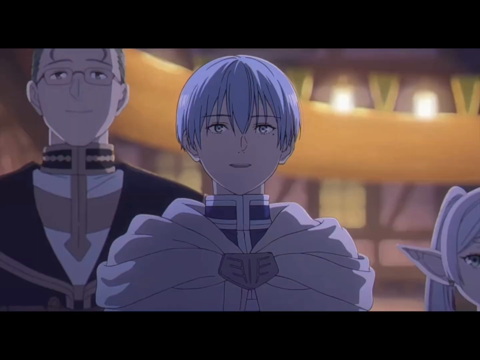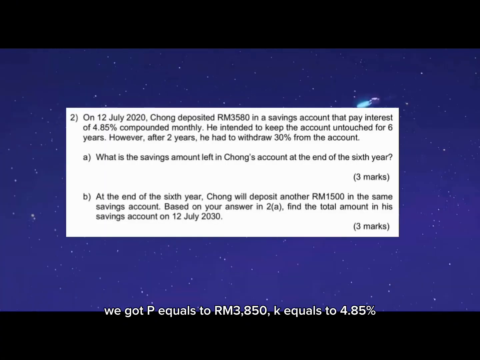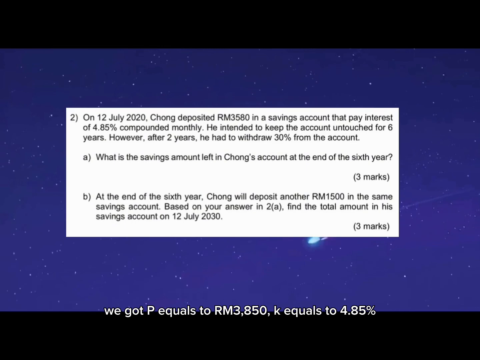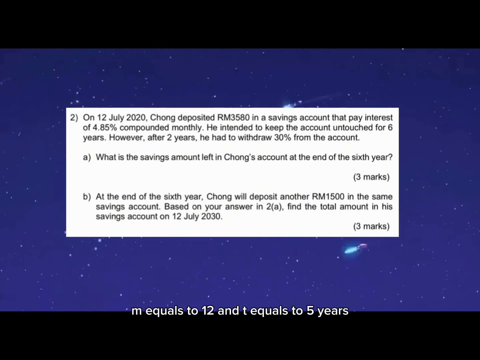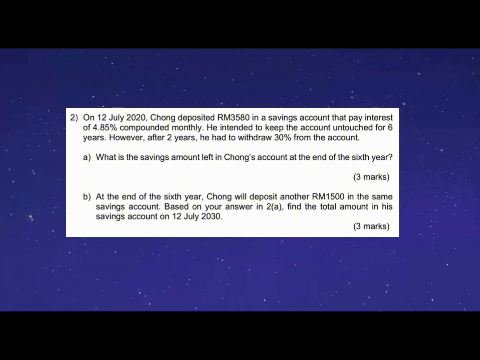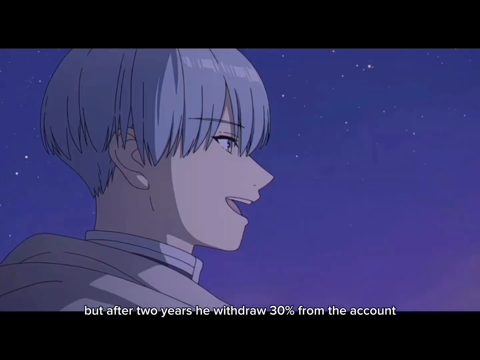Thank you. Let's move on to question 2. We got P equals RM 3850, K equals 4.85%, M equals 12, and T equals 5 years. But after 2 years, he withdraws 30% from the account.